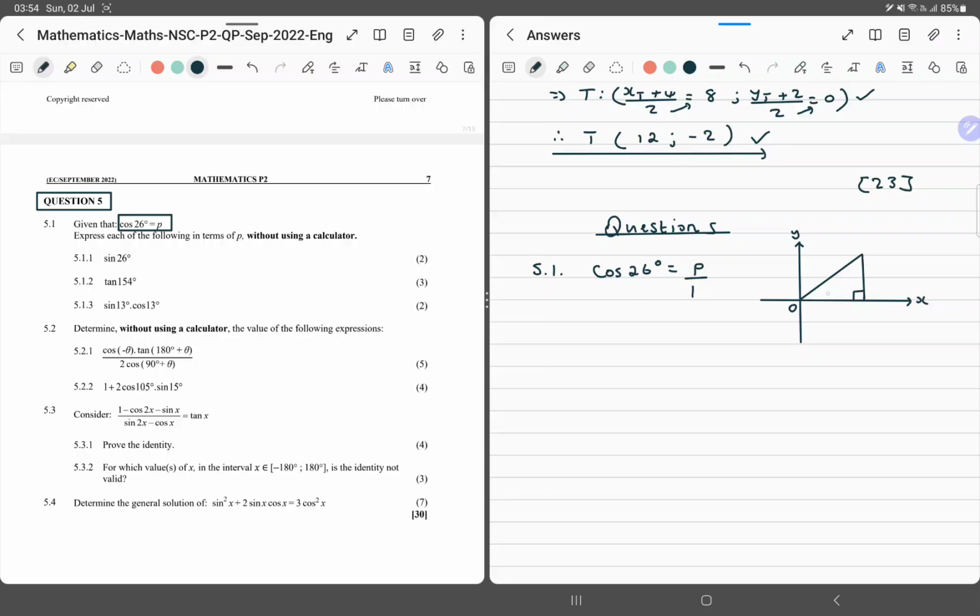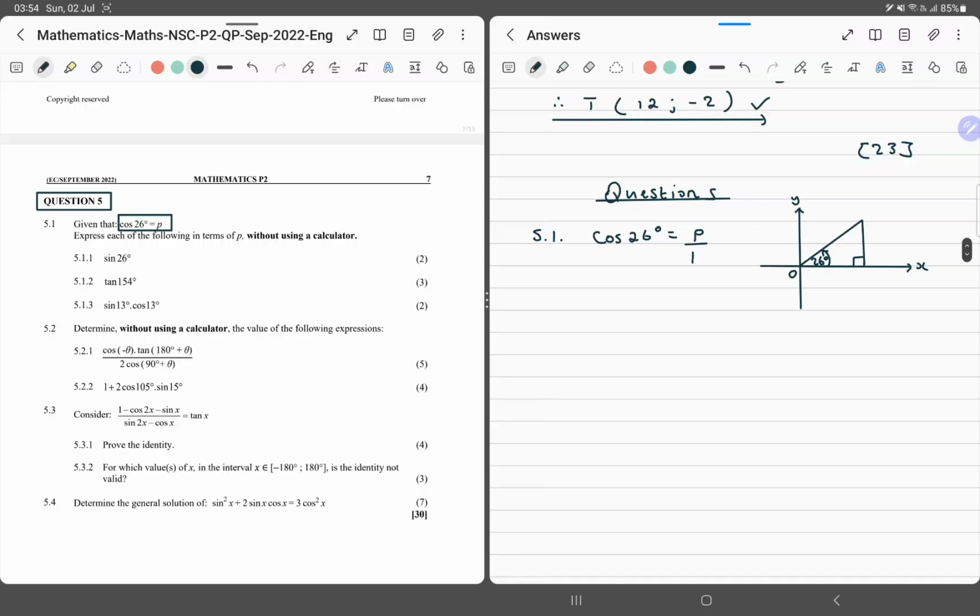Okay, so we know that this angle is our 26 degrees. So if that is 26, what should the other one be? The other one must be 64, right? 90 minus 26, yes. So this angle here must be 64 degrees, okay? So you always do all possible angles when you're dealing with trig.